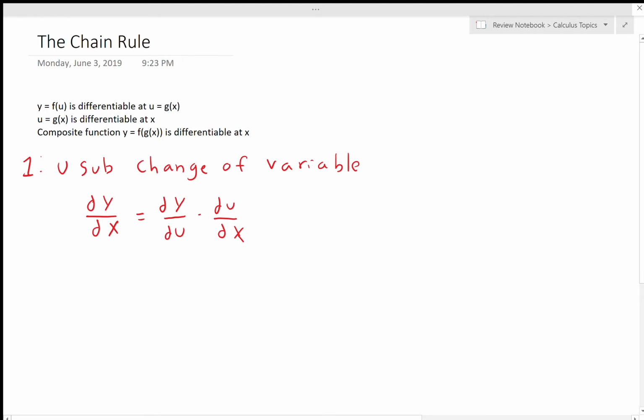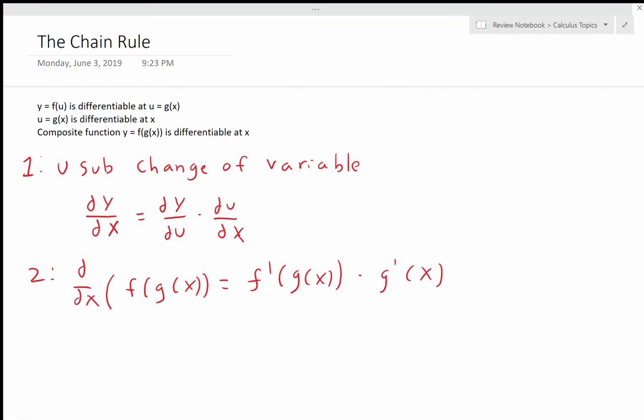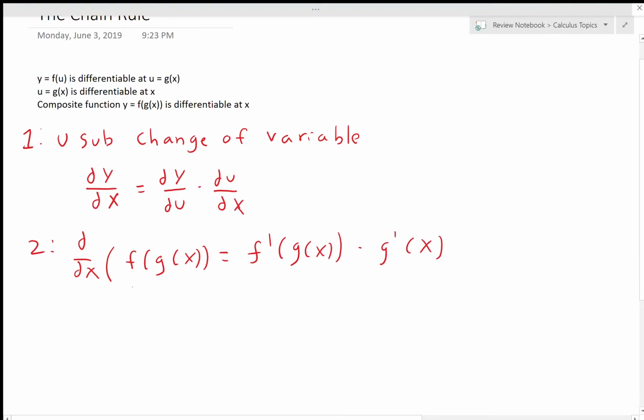And then the second method, the derivative in terms of x of the composite function is the derivative of the outside function times the derivative of the inside function. That's the best way to simplify it. So you see f is the outside function, so you take the derivative of the outside, and then you get the derivative of the inside multiplied by each other.